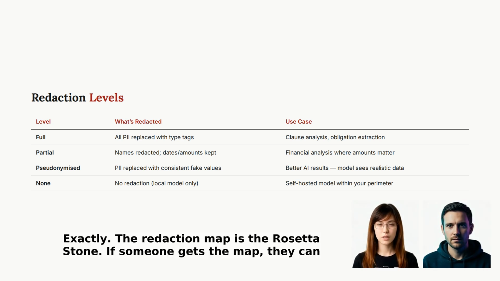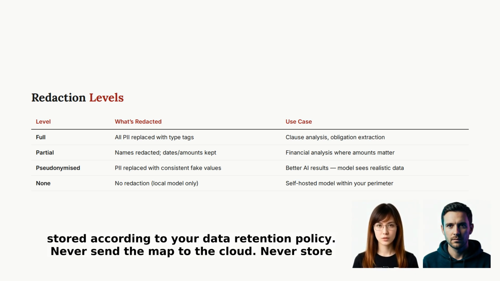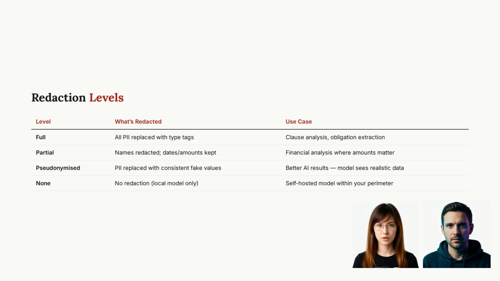Exactly. The redaction map is the Rosetta Stone. If someone gets the map, they can reconstruct every redacted prompt. So it has to be encrypted at rest, access controlled, and stored according to your data retention policy. Never send the map to the cloud. Never store it in the same system as the redacted prompts. It stays within your perimeter.